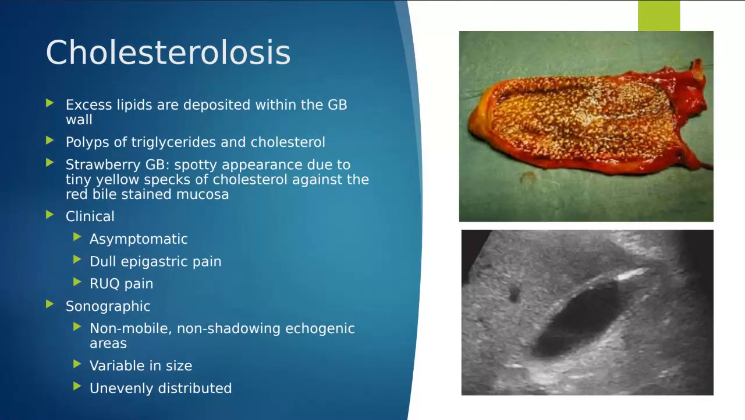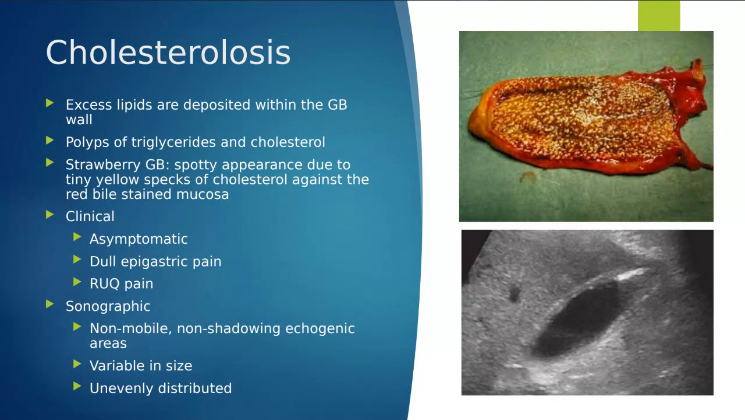Next, we have cholesterolosis. Similar to adenomyomatosis, this is when too much cholesterol or triglycerides get accumulated in the gallbladder wall. So again, we have this excessive cellular accumulation happening, but this is different from adenomyomatosis because this is particular to excessive lipids, fatty cells, cholesterol, and so forth. This is also known as strawberry gallbladder.